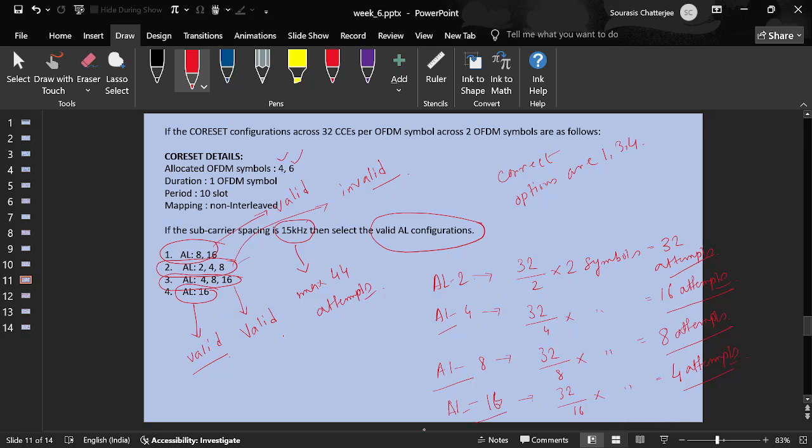You need to be careful and process the key information here. What is your subcarrier spacing? That will decide the maximum number of blind decoding attempts that you can make. Then you compute the number of PDCCH candidates, you can call them attempts also, at different aggregation levels, and then you have to go through the aggregation level combinations carefully to find the answer for your case.